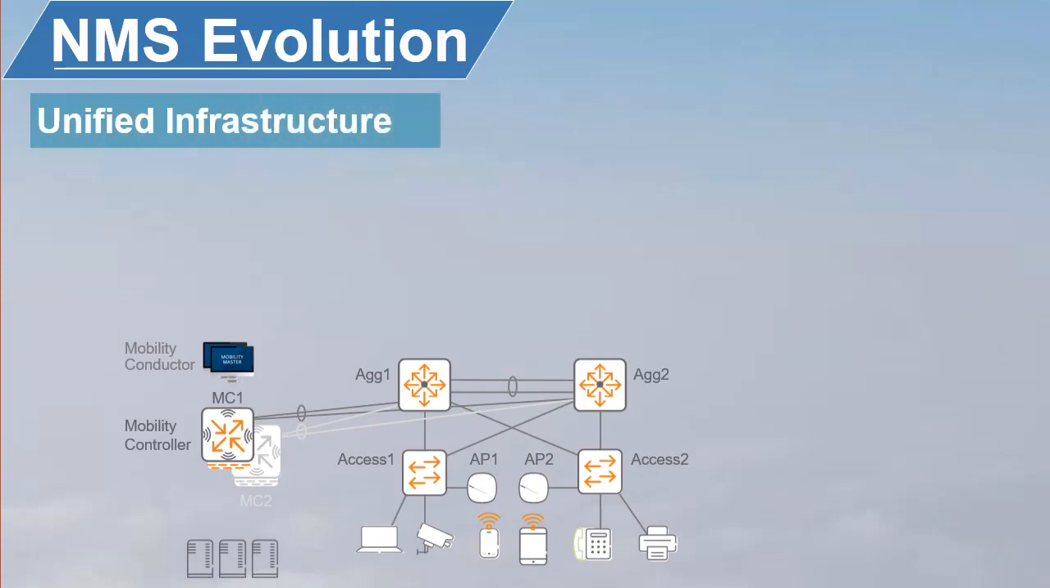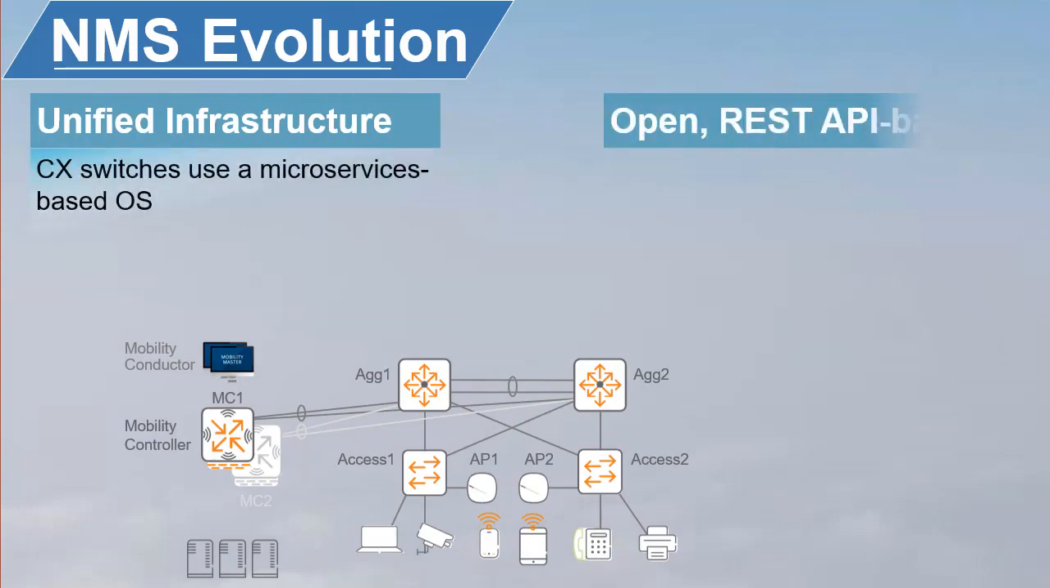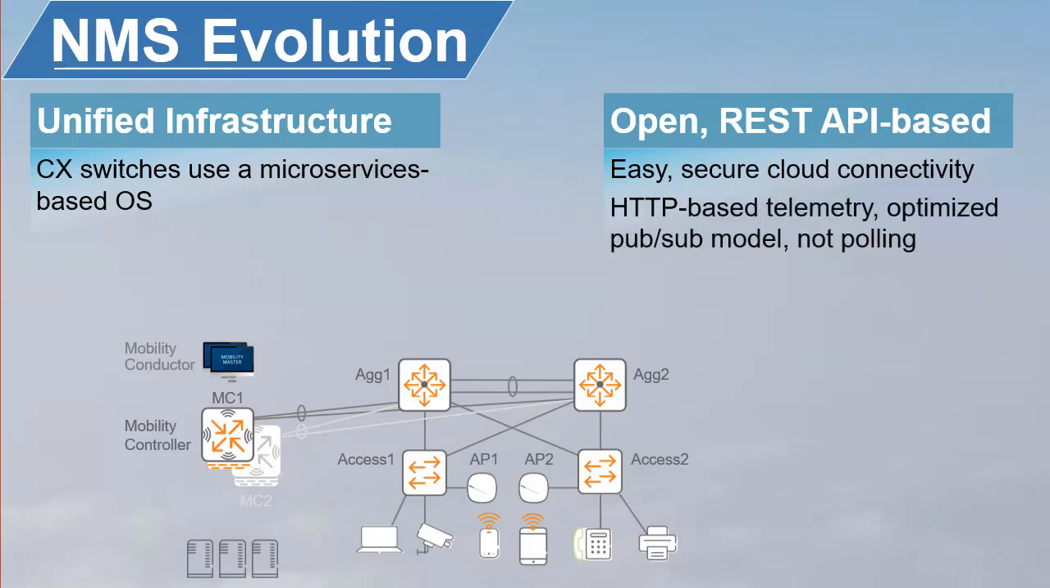I like that the Aruba CX switches are built on a microservices-based operating system with an open REST API, available for configuration and management functions. You get easy, secure cloud connectivity with modern HTTP-based telemetry that uses a more optimized publisher-subscriber model as opposed to the cumbersome polling method of SNMP. This facilitates zero downtime upgrades and moving to a more centralized control and management plane, in cloud or on premises. It also facilitates more automation related to typical network administration tasks. In scalability, a single customer can manage up to 100,000 network devices and 1 million client devices.